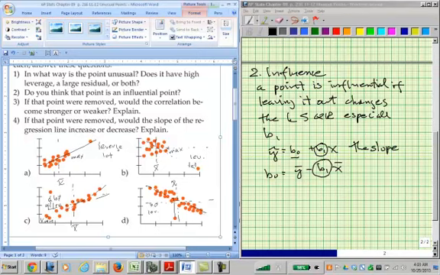Okay. Now, that's slope. Let's talk about 3, correlation. So we talked about slope.